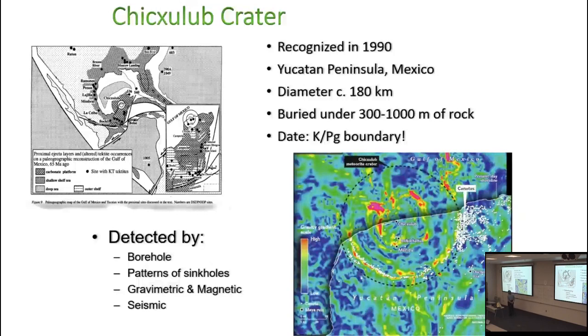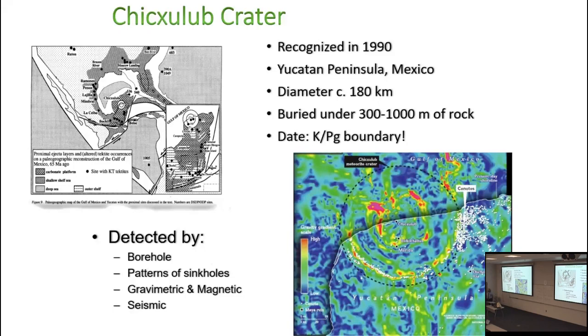You can't drive down there and see it. First of all, it's too big. It's about 180 kilometers in diameter. That's too big an object to perceive. Also, it's buried. Depending upon where you are, there's 300 meters to a kilometer of later rock deposited on top of it. So you can't go out there and see it. It's not a meteor crater in Arizona. But it's right there, right at the KPg boundary.